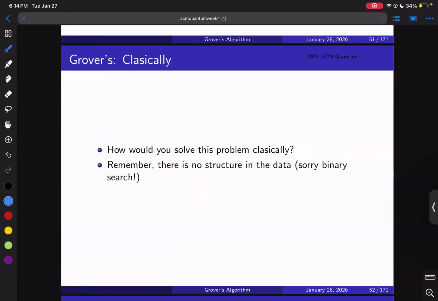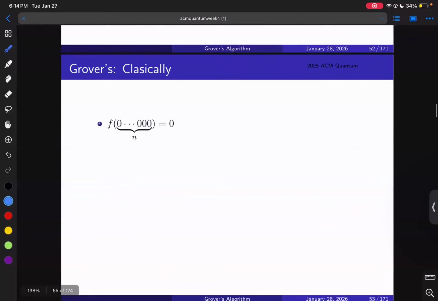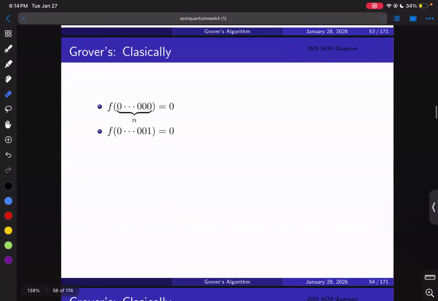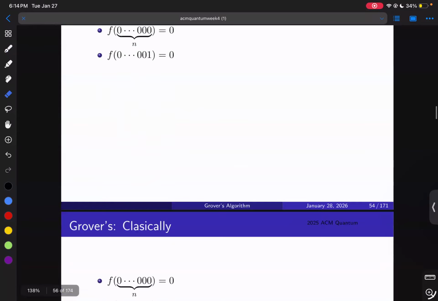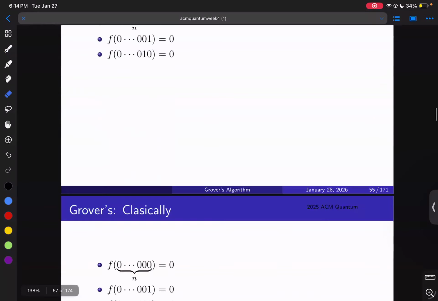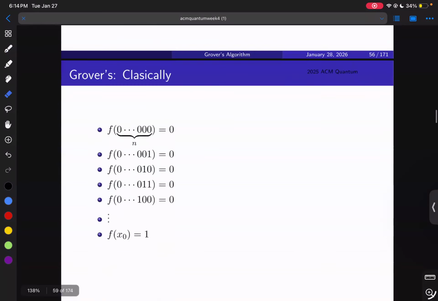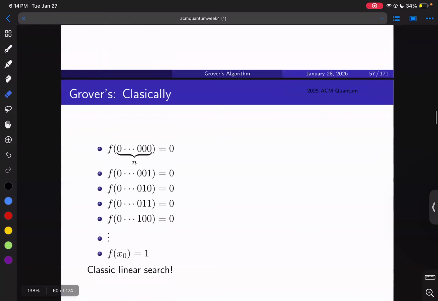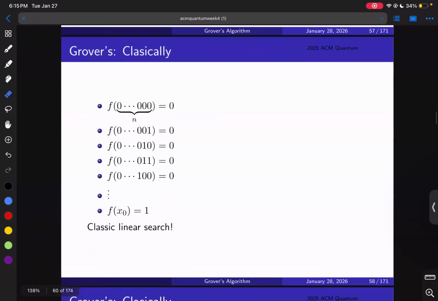Okay, this is what I was saying before. The classical solution: again, there's no structure in the data, so we can't use binary search. And I won't ask you because I just said it. The solution is to just brute force it. So you start with the all-zero string. Let's say you get 0. Then you go to the next one. Let's say you get 0 again. Then you go to the next one. You get 0, you get 0. You go again, and eventually you hit that x naught, and then you can terminate. That's called a linear search.